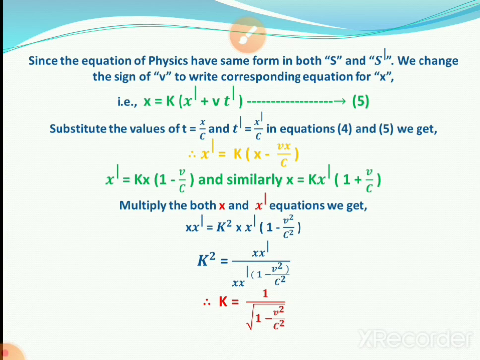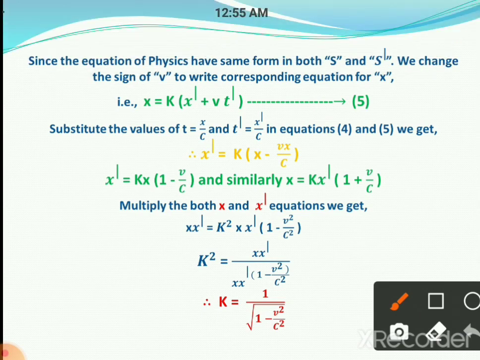We get x dash is equal to k into x minus vx by c. Take x as a common factor and take it outside. Therefore, x dash is equal to kx into 1 minus v by c. Similarly, x is equal to kx dash into 1 plus v by c. Multiply both the x and x dash equations. When you multiply these two equations, we get x x dash is equal to k square x x dash into 1 minus v square by c square.